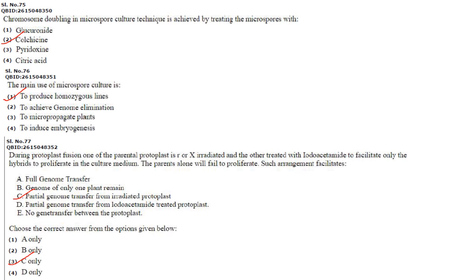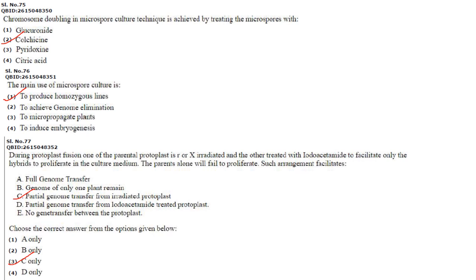Next one. Chromosome doubling in the microspore culture technique is achieved by treatment of microspores with colchicine. Answer is option 2. Next one. The main use of microspore culture is to provide homozygous lines. That is correct.